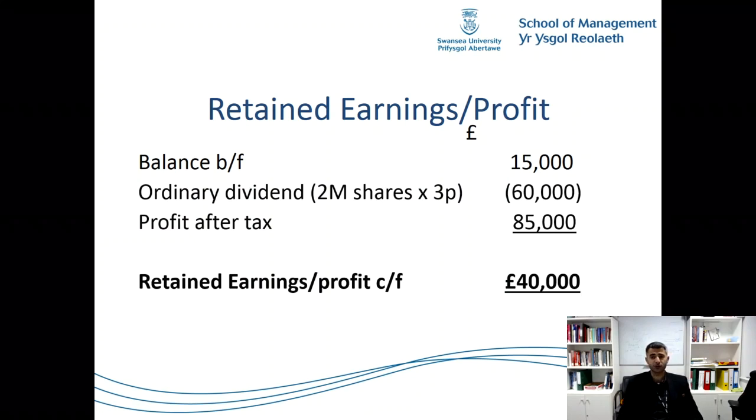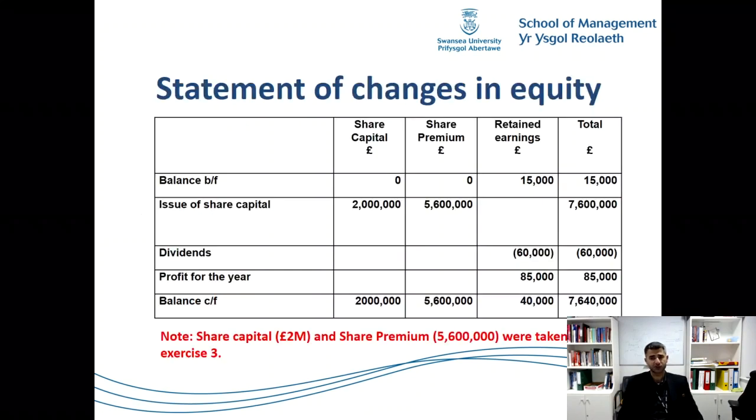And if you want to put it in the statement, here we go. Very simple. Look at the retained earnings column, guys. Balance brought forward, beginning of the year, 15,000. Then dividends minus 60,000, profit for the year 85 plus, and balance carried forward 40,000. Can you see?